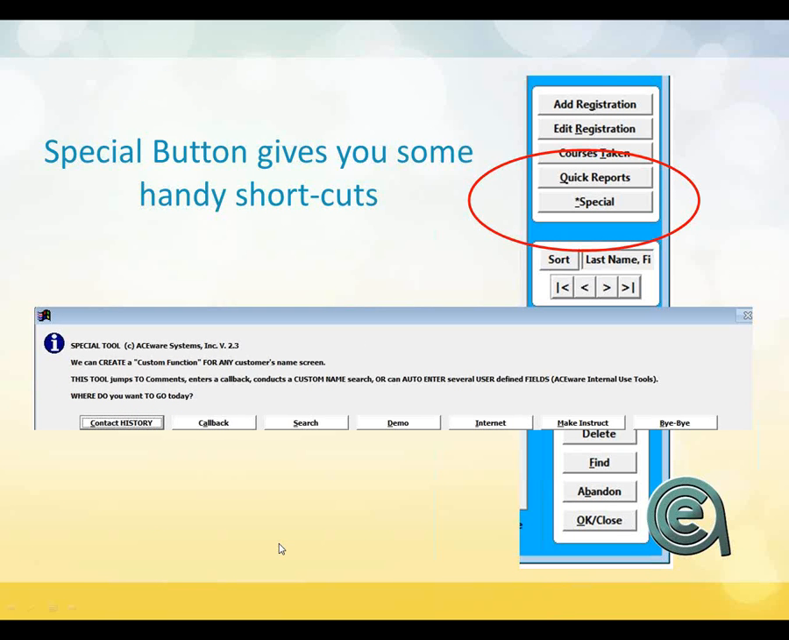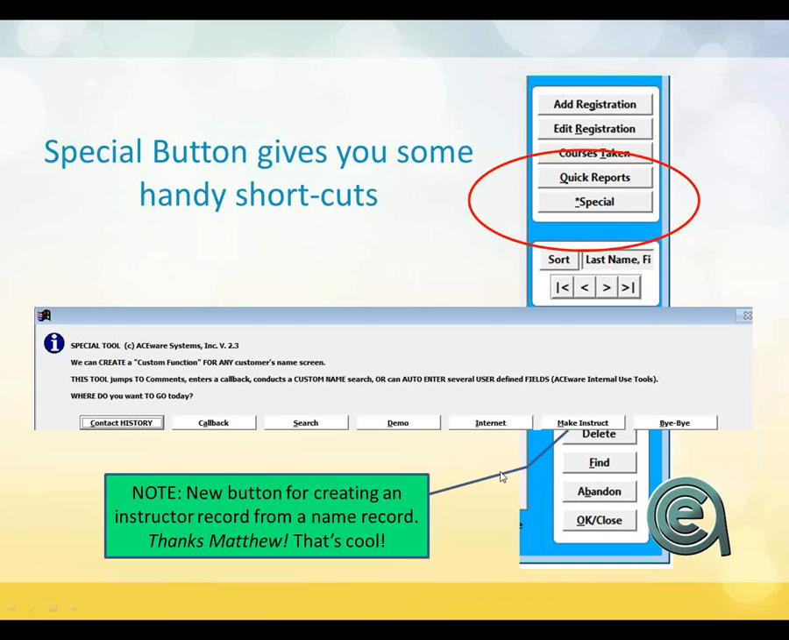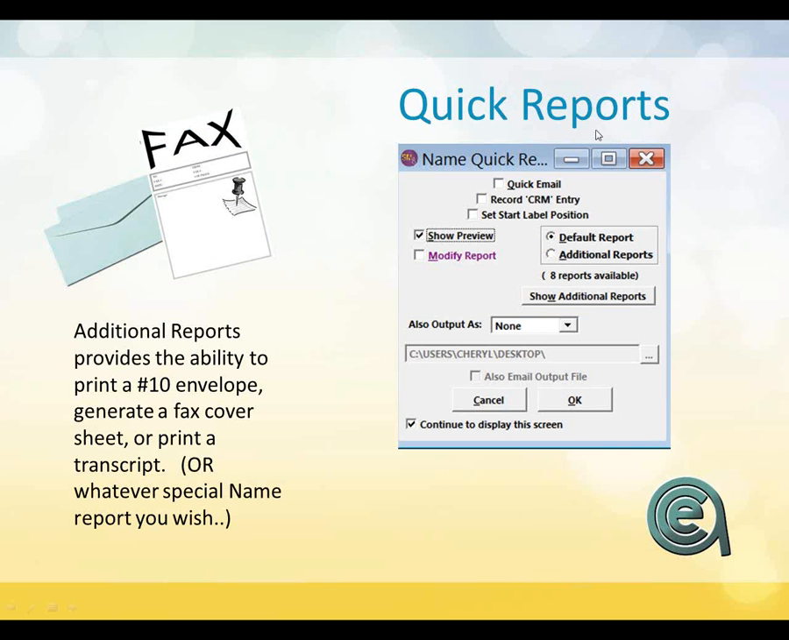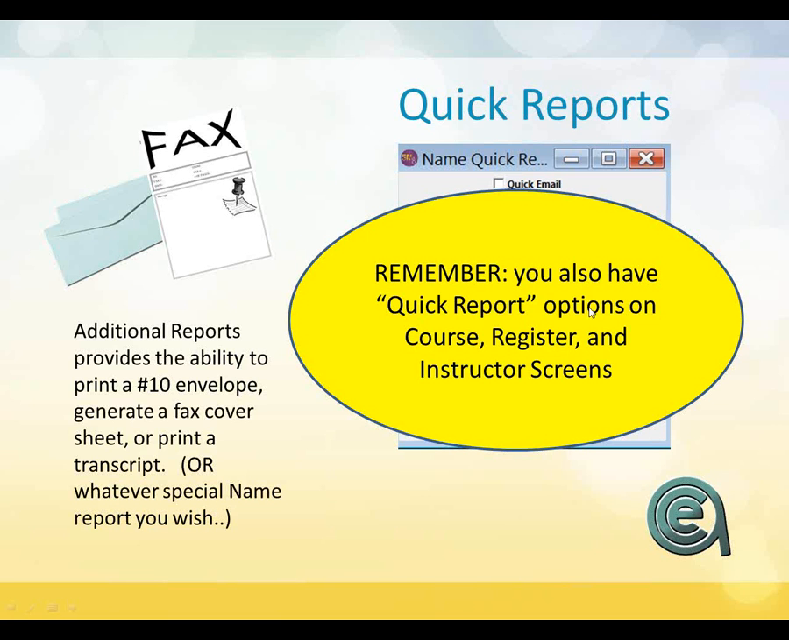All right, the special button. The special button gives you some special shortcut features: jump to the contact history, enter a callback date, make an instructor, make a name record and paste it into the instructor table. Quick reports, we'll go back to that in a bit, but here's the overview. Quick reports on the name record allow you to generate a variety of reports. I think we have examples of a number 10 envelope, a fax cover sheet, a transcript, or whatever kind of name report you might want to create. And there is a quick report option on the course register and instructor screens as well.